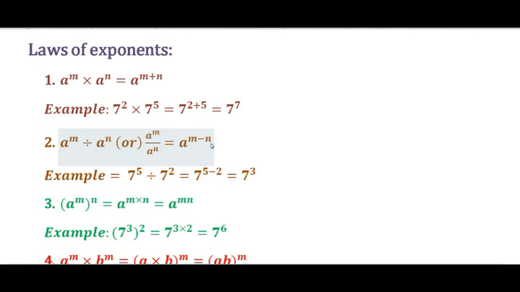That means the answer will always have the same base. For example, here 7 to the power 5 divided by 7 to the power 2 means 7 to the power 5 minus 2, equal to 7 to the power 3.